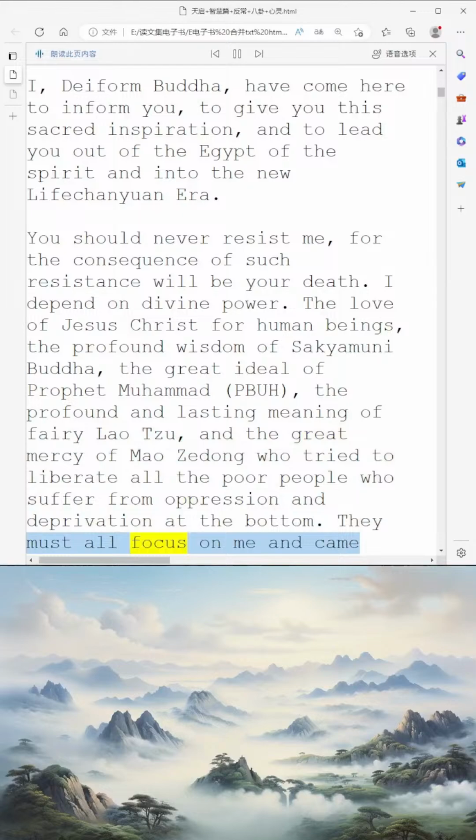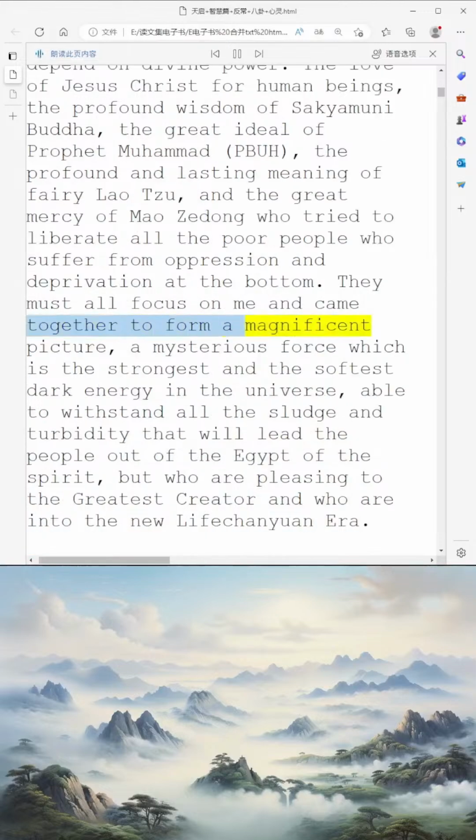They must all focus on me and come together to form a magnificent picture, a mysterious force which is the strongest and the softest dark energy in the universe, able to withstand all the sludge and turbidity that will lead the people out of the Egypt of the Spirit, who are pleasing to the greatest creator, and into the new life of the Chanyuan era.